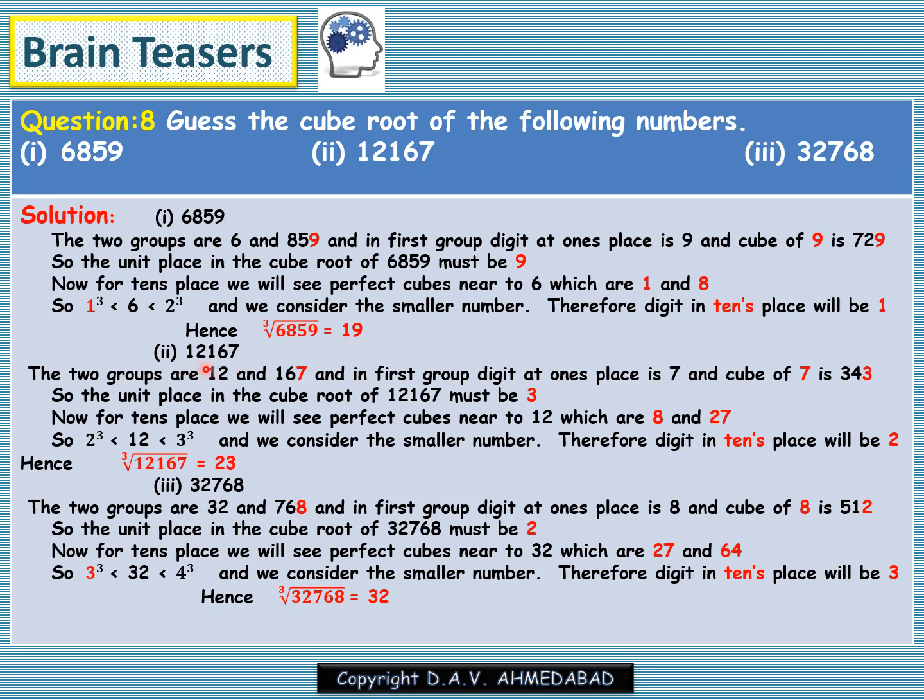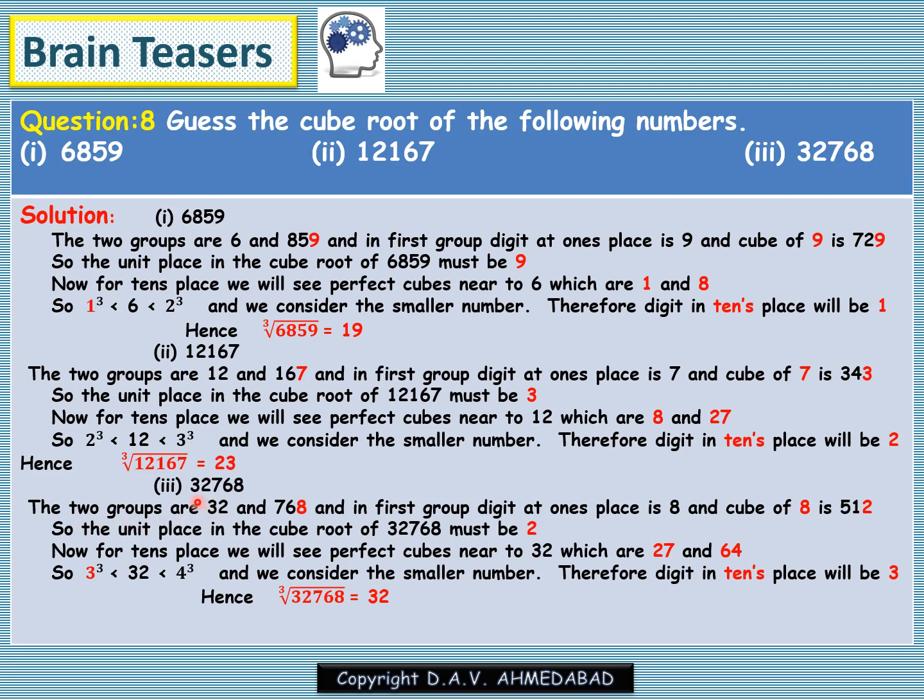Now next number is 12167. Now the two groups are 12 and 167 and digit at ones place in group 1 is 7 and 7 cube is 343. So 3 will be digit at ones place of our answer. Now for tens place we will see perfect cubes near to 12 which are 8 and 27. 8 is 2 cube and 27 is 3 cube. We always consider the smaller one. So 2 is digit at tens place of our answer. Therefore, cube root of 12,167 is 23.